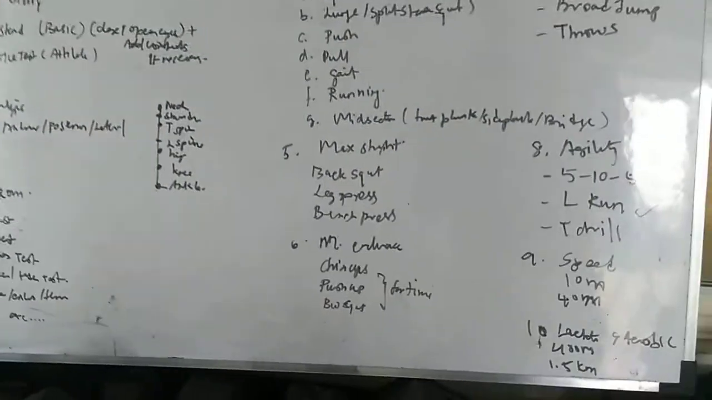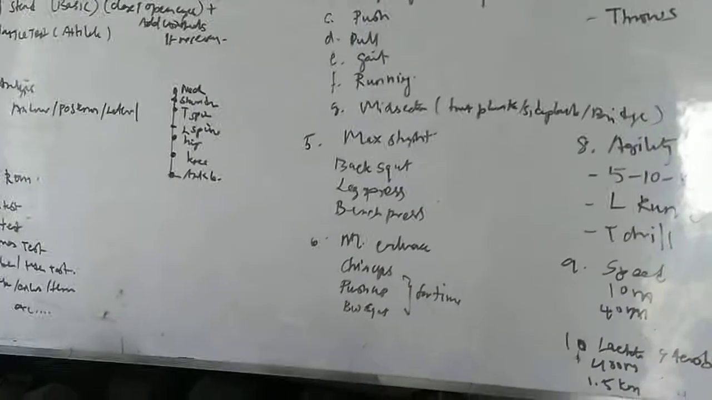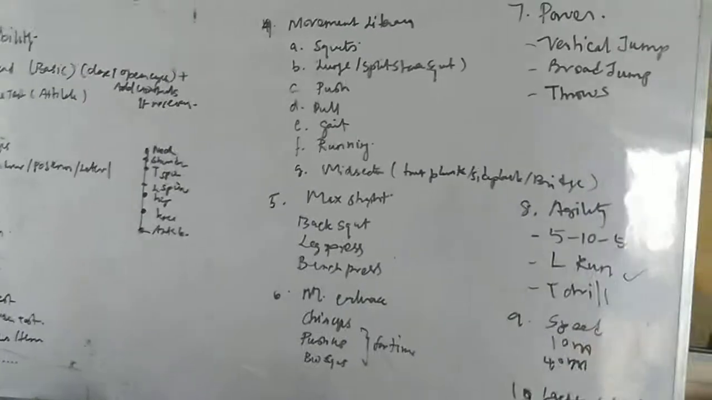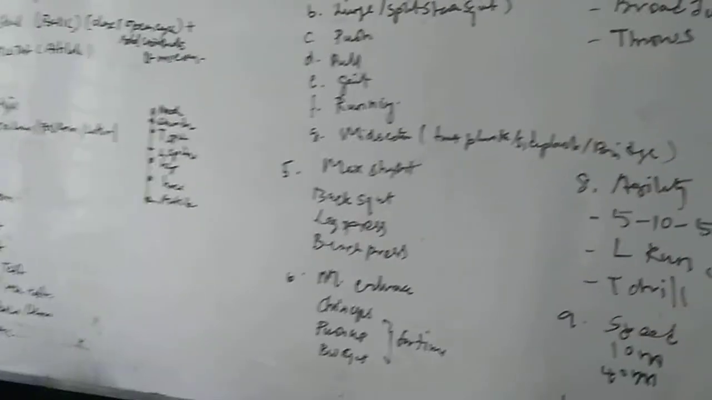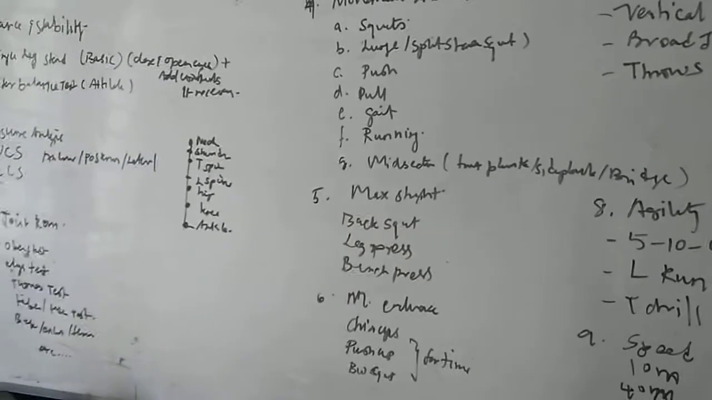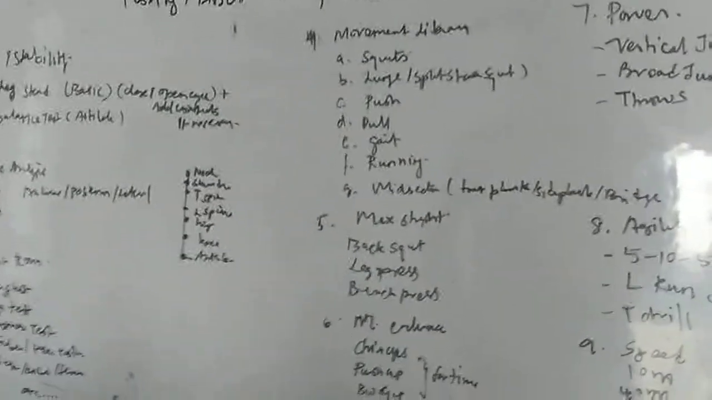Fifth is max strength. I don't think most of them are in this category unless their training age is very high. You can check one-rep max back squat, leg press and bench press, and always do a thorough warm up before doing these tests.